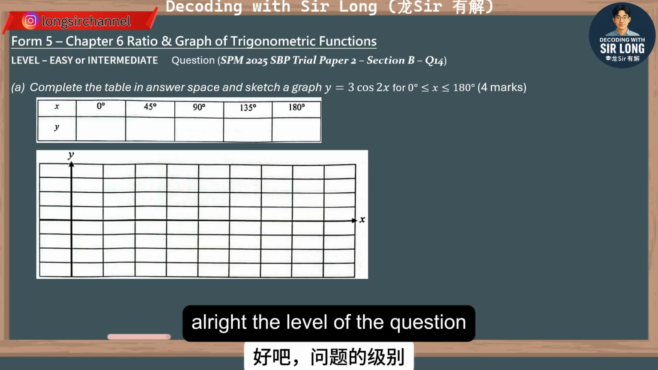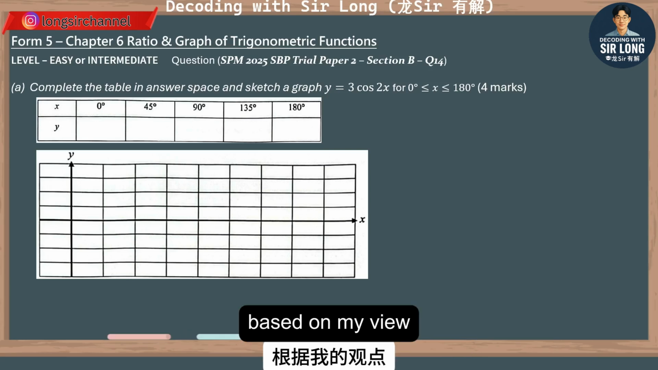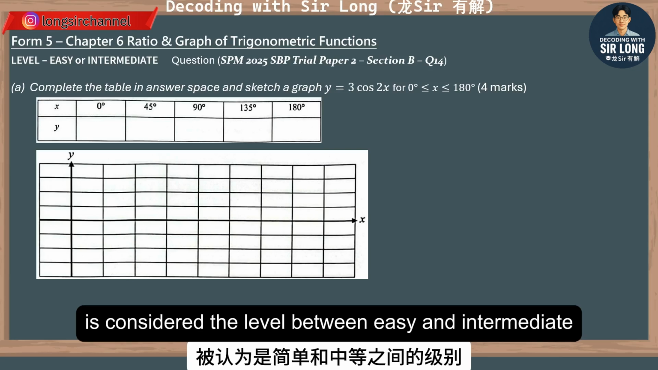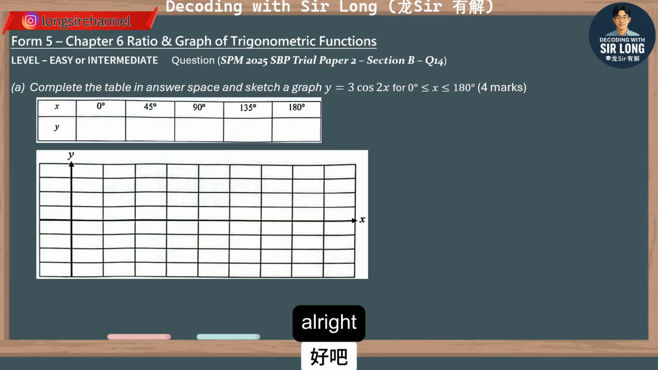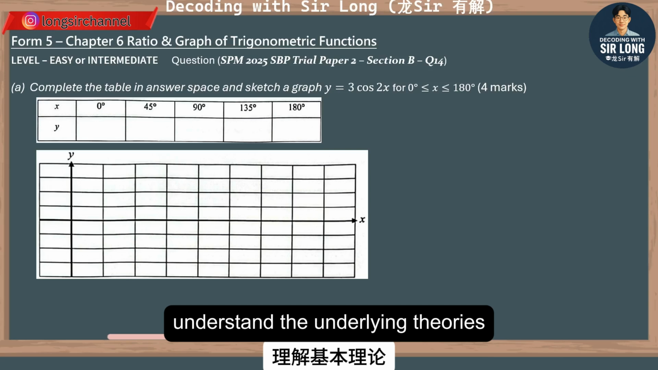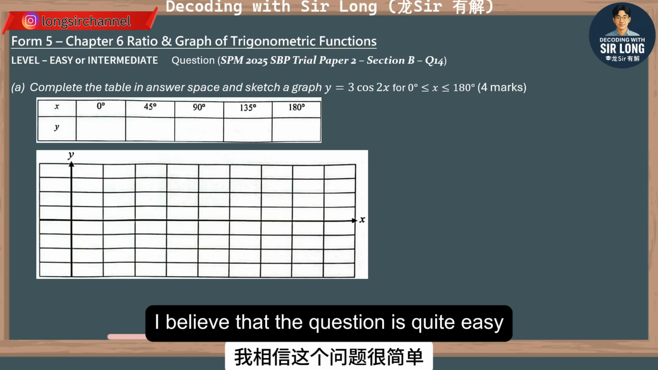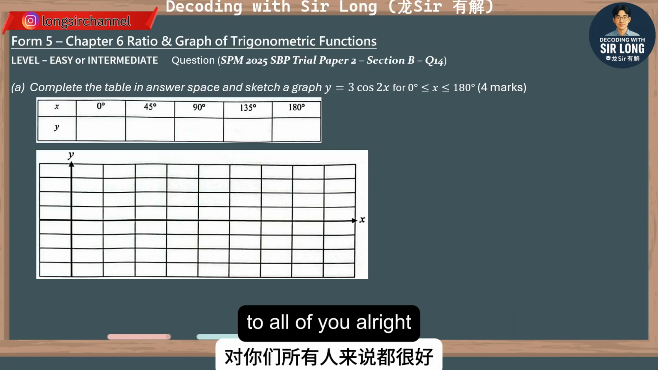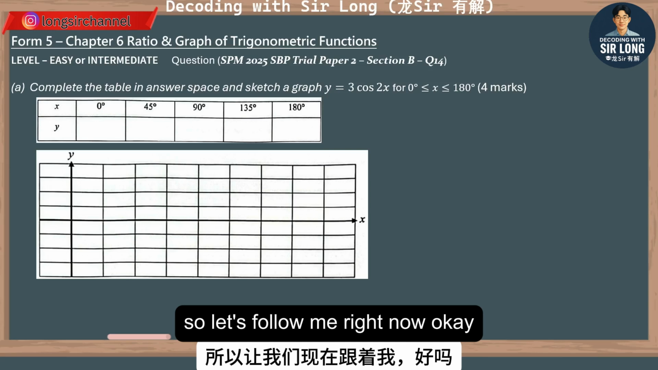Based on my view, the level of the question is between easy and intermediate. But as long as you are able to understand the underlying theories, I believe the question is quite easy for all of you. So let's follow me right now.